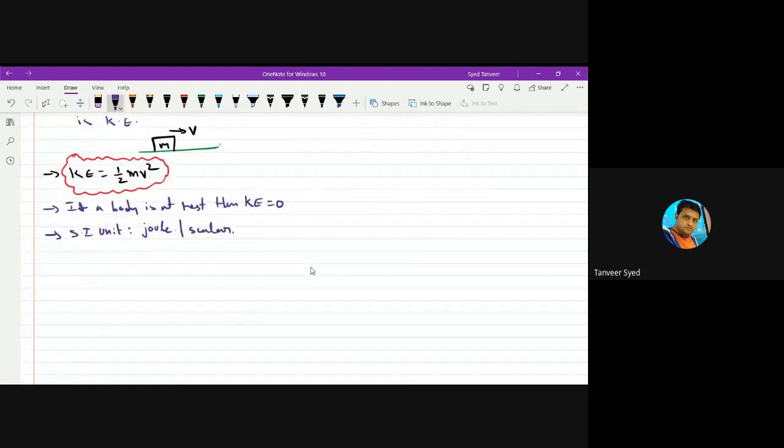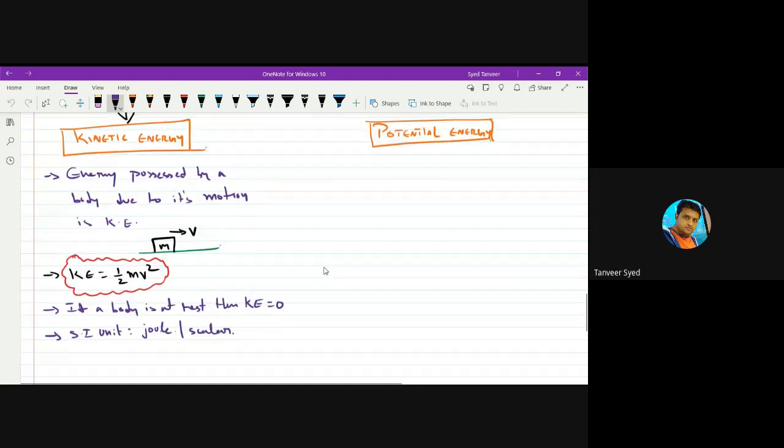Right. Kinetic energy. And some examples of bodies which have kinetic energy. Suppose you fire a bullet from a gun, that bullet has kinetic energy. You fire an arrow, that arrow has kinetic energy. If you hit a cricket ball with a bat, that ball has kinetic energy. If you are running, you have kinetic energy. A moving car has kinetic energy. A flying aeroplane has kinetic energy. Anything which is in motion will have kinetic energy. Next.